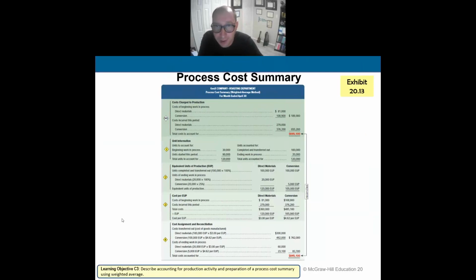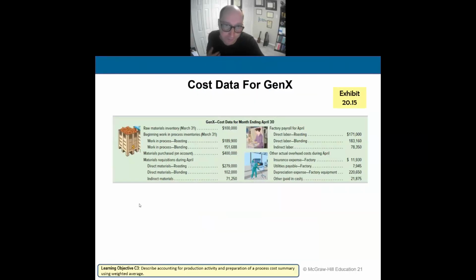And then, of course, the last part is to summarize. We take the data, we go through the 4 steps. First step is identifying the information. Second step is computing the equivalent units of production. The third step is computing the cost per equivalent unit. And the fourth step is reconcile. This kind of summarizes what we just walked through. That's for the weighted average.